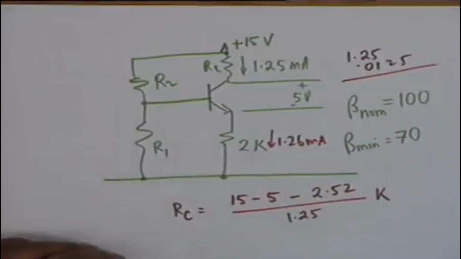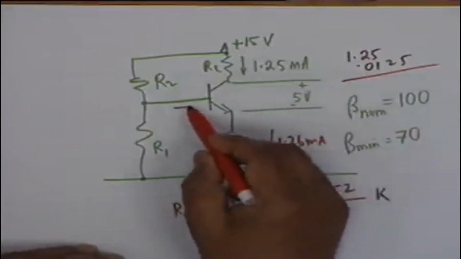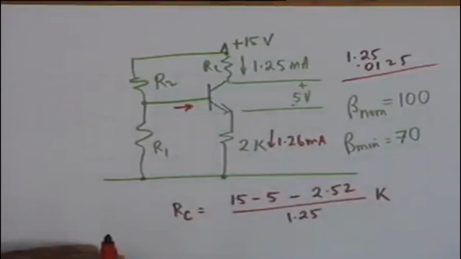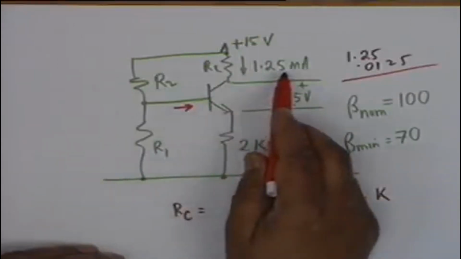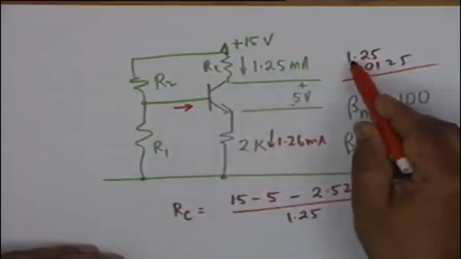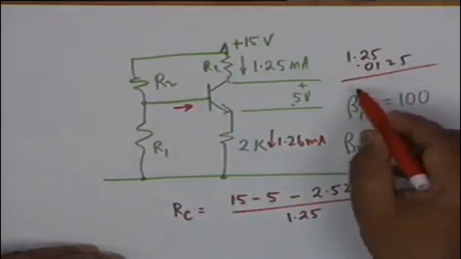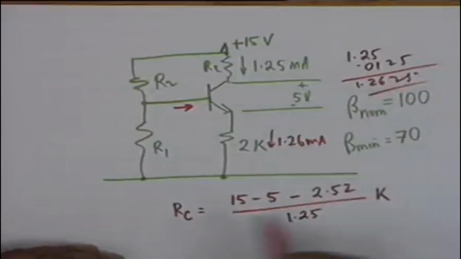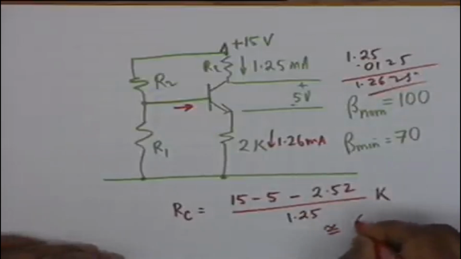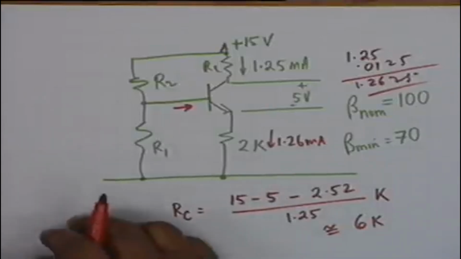Yes. This current is 1.25 plus the base current, and the base current is I sub C divided by 100. That's what I added here, 1.25 and 0.0125. Is that clear? This is 1.2625. I took it as 1.26. And you can see that this is approximately 6K. Alright. R sub C is known.